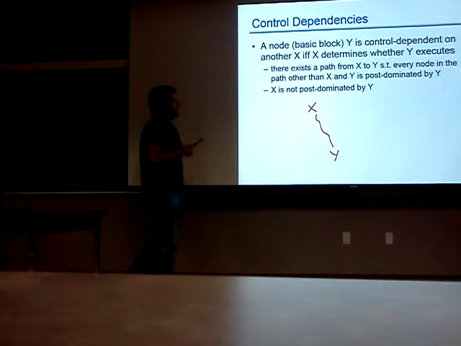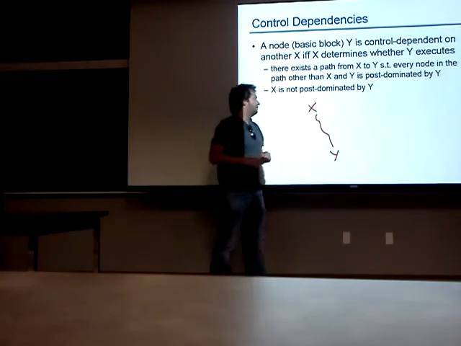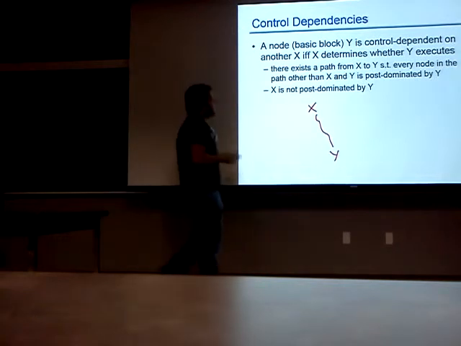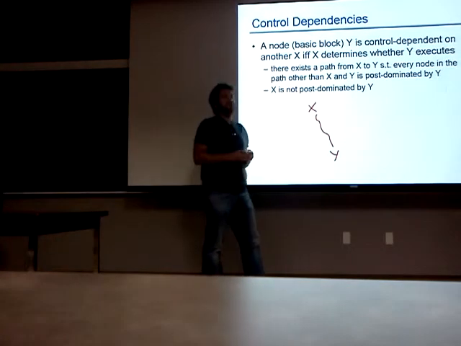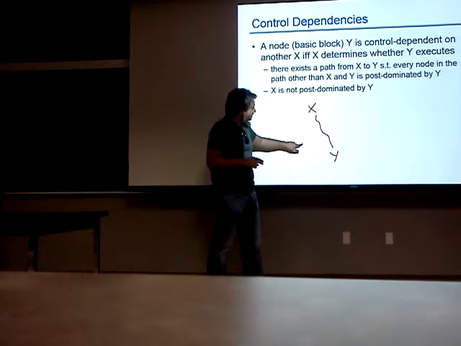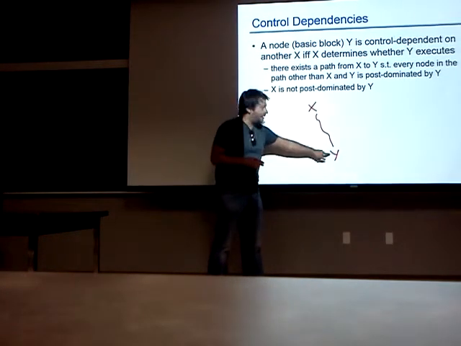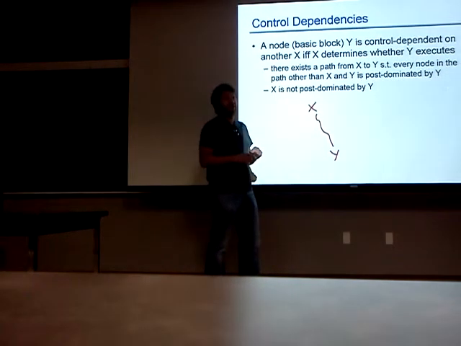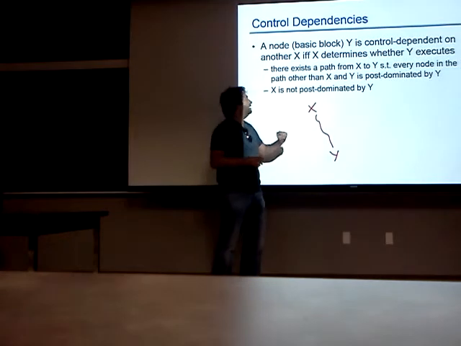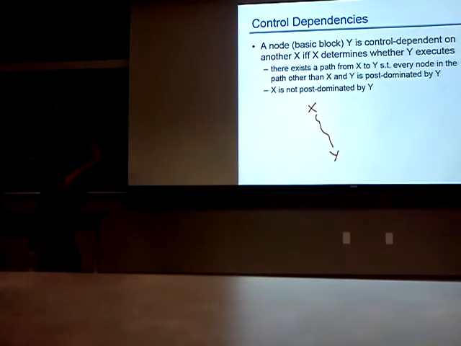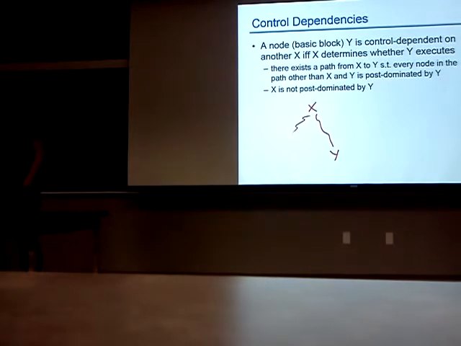And X is not post-dominated by Y. So if X is not post-dominated by Y, what does that mean? You may not take that path. Exactly. There must be another path that can reach the end without passing through Y, because if all paths went through Y, then X would be post-dominated by Y. So what that really tells us is there must be another path that circumvents Y and reaches the end.